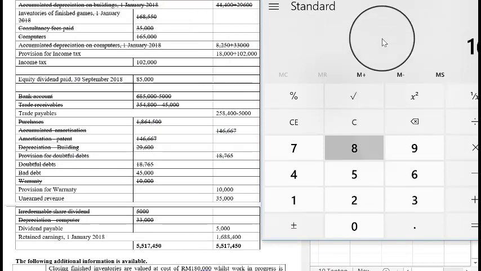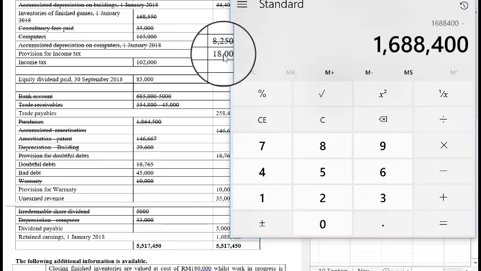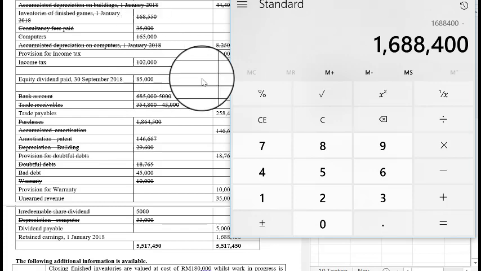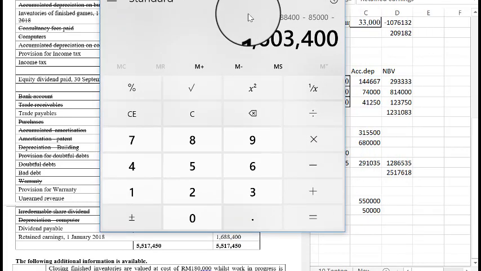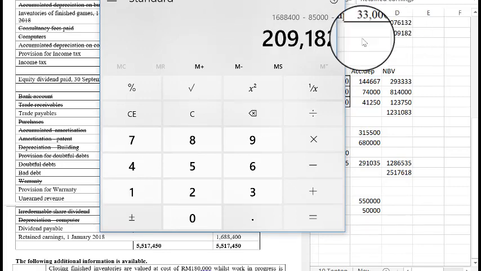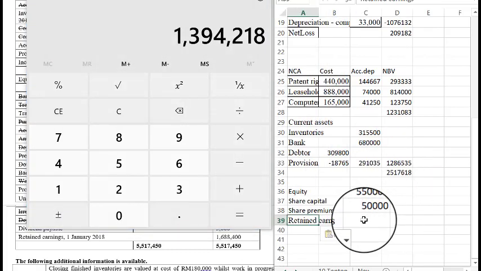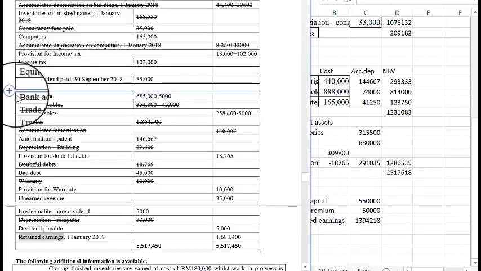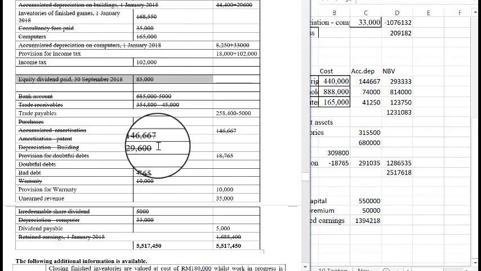Okay, your retained earning amount 1688400. Minus the dividend paid 85,000 and minus current year losses 209,182, your current year losses. So this is the amount for your retained earning. So in this case, your retained earning is 1394218. Okay, that's all done for your retained earning and also done for your dividend paid.